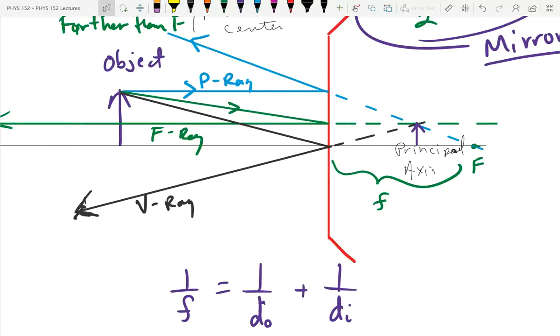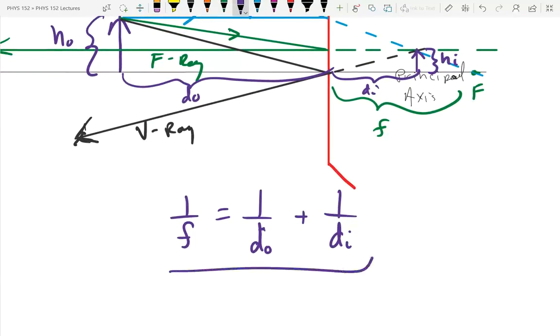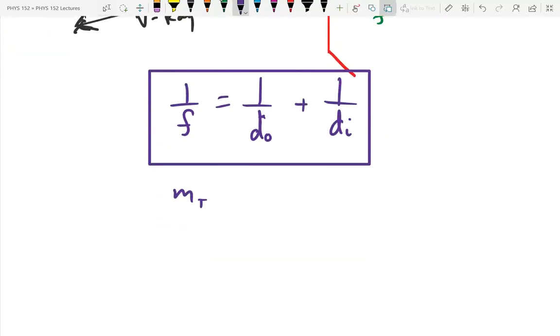A couple more things just to make sure that we did this right. This here is the distance object. And this here is the distance image. We have the height of the object. We have the height of the image. We have the thin lens equation, actually. And then we have our magnification equation. This is called the transverse magnification, so I'm going to put M sub t.